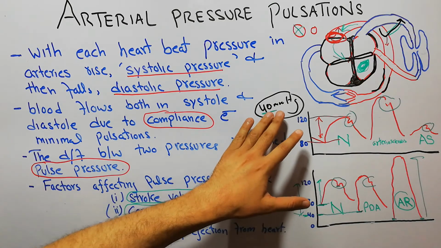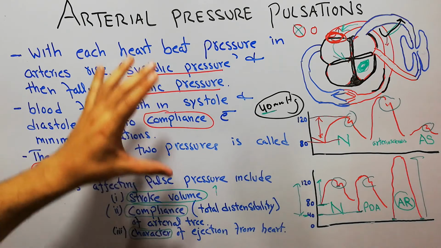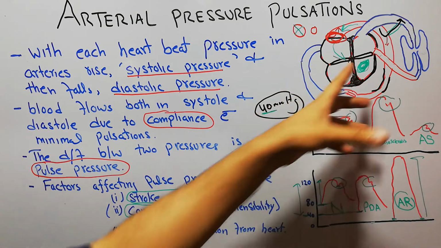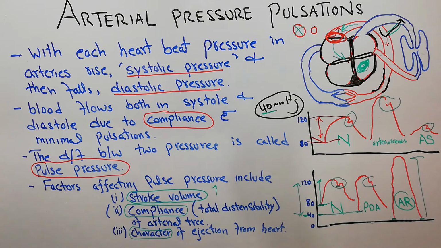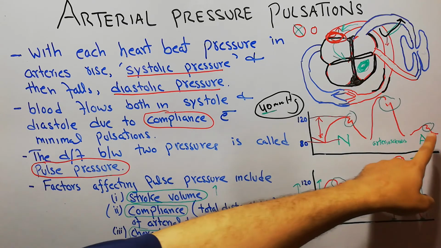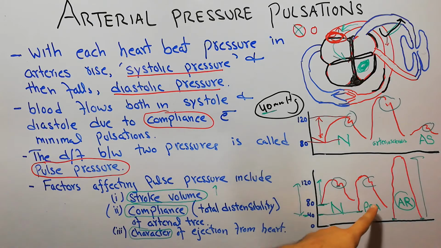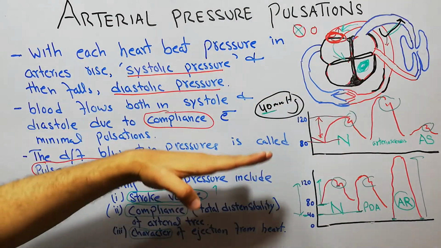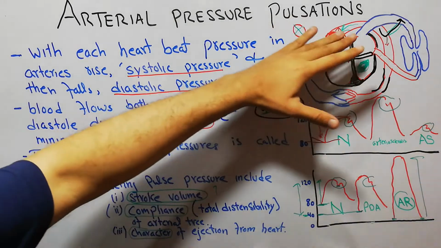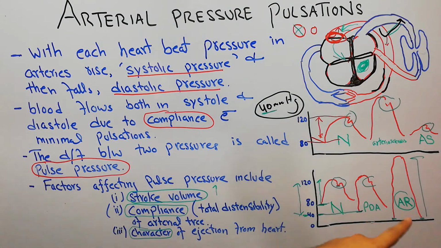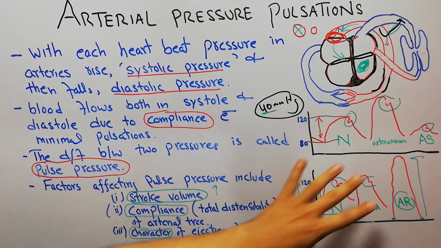Normally this pressure should be around 40 mm of mercury, and the factors that play a big role in determining the pulse pressure are stroke volume of the heart, compliance of the heart, and character of ejection from the heart. The factors which lead to abnormal pulse pressure include arteriosclerosis, which will lead to loss of compliance, aortic stenosis, which will lead to low stroke volume, and PDA, which will also lead to decrease in volume of blood in the vessels and will decrease the diastolic pressure, and then aortic regurge, which will not be able to stop the backward flow of blood, and there will be a sudden decrease in the diastolic pressure, which will give rise to a big pulse pressure.